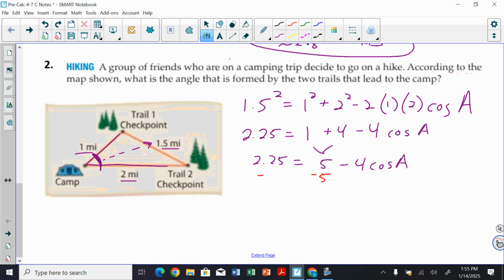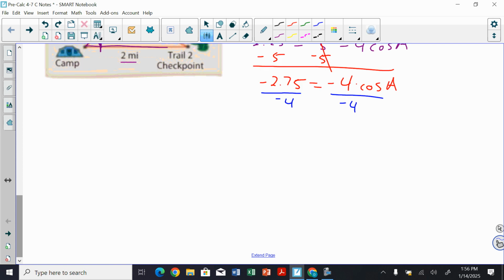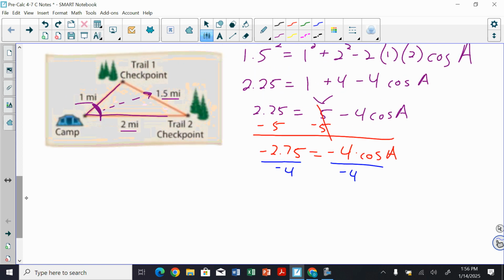I'm going to subtract 5 from both sides. And now I've got negative 2.75 equals negative 4 cosine of A. Then I'm going to divide by negative 4 because this is multiplication here, right? So I divide by negative 4. And I'm going to get a weird, crazy decimal here. Now here's where you can kind of do these two pieces at the same time.